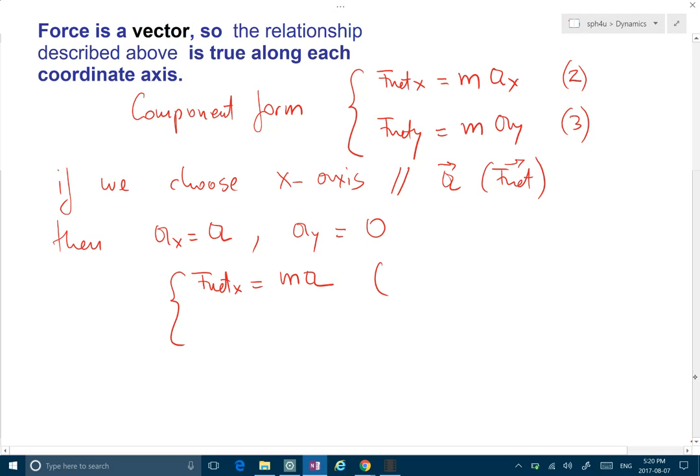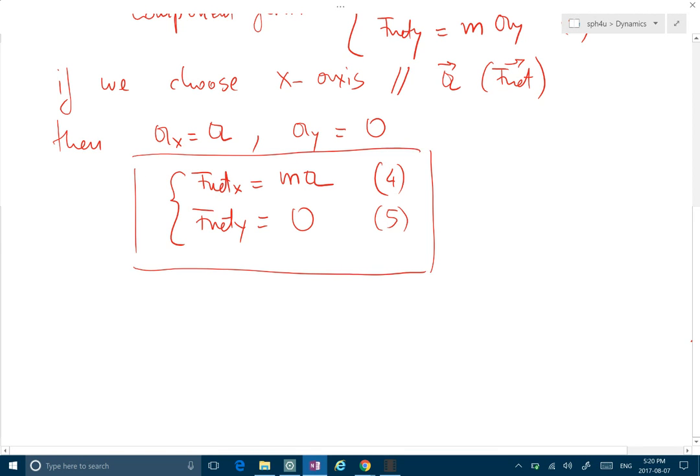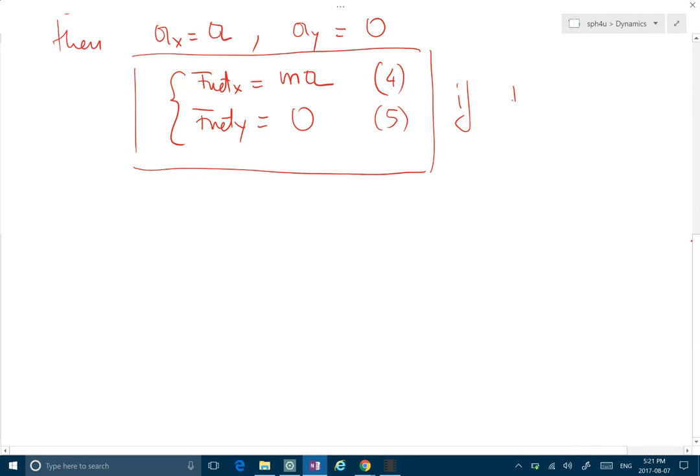What number am I? 4. And F net y is equal to 0. All right, 5. And this is the most used form of Newton's second law in grade 12 or first year university. All right. However, this is only if forces acting on an object are in 2 dimensions.